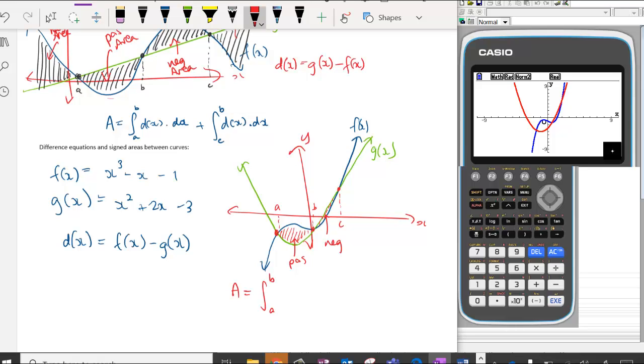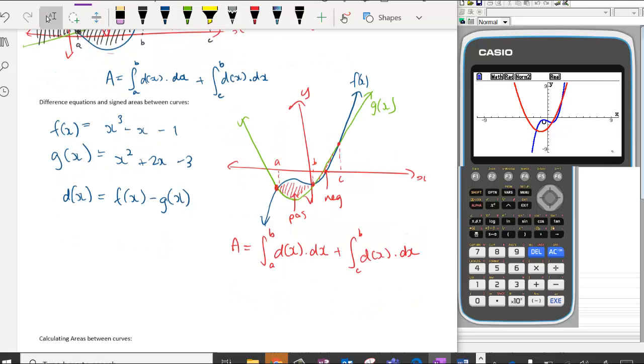So we could easily say here that the area is between b and a, the difference function dx, and instead of between b and c, we flip those, and it'll be bc d of x dx. So we get our positive, and we've flipped the limits on the second one to make it positive. We could also look at this in a slightly different way.